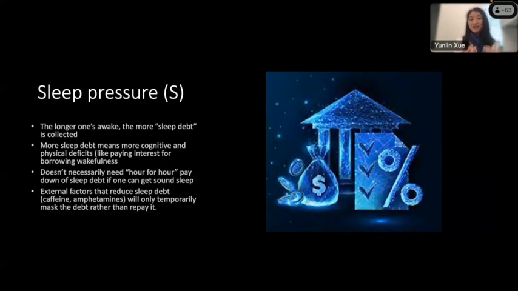So it's almost like you're paying interest because you're borrowing wakefulness from the future. And when you pay it back, interestingly, it's not always hour by hour. If you miss 5 hours of sleep, sometimes it doesn't take 5 hours to get back. If you can get a very sound sleep, you can maybe just sleep for 3 good quality hours. Or sometimes you need more to pay it back. And external factors that appear to reduce sleep debt, which are things that try to keep you awake, like caffeine or amphetamines, will only temporarily mask the debt. So it's almost like you're not looking at your bank account rather than actually repaying into it.